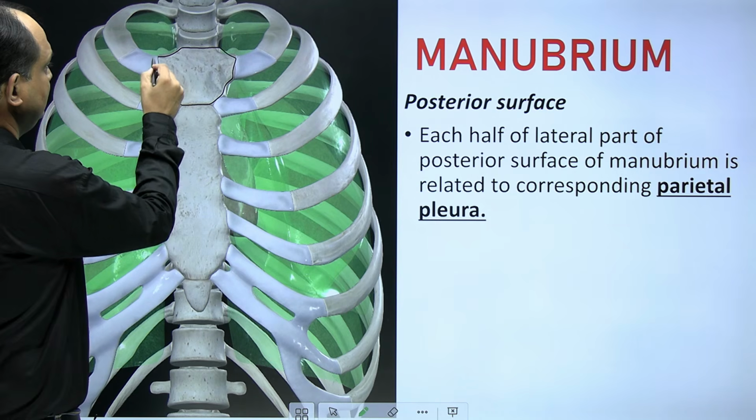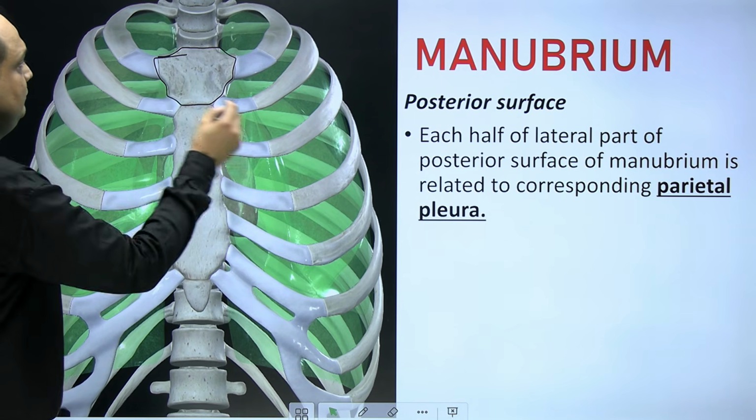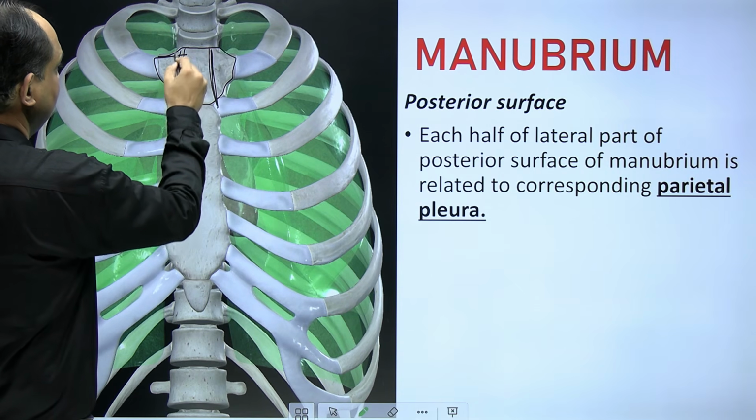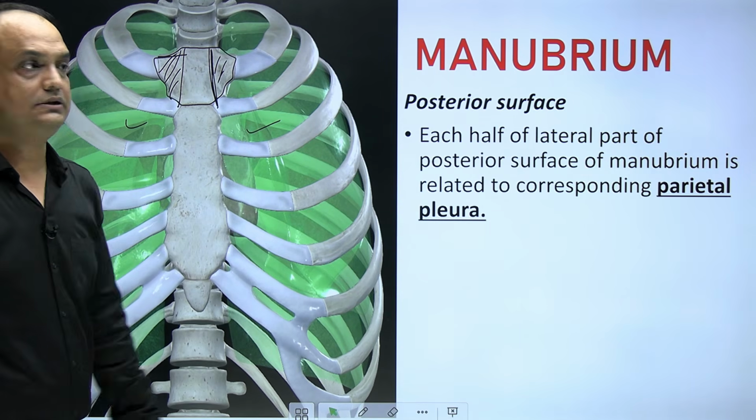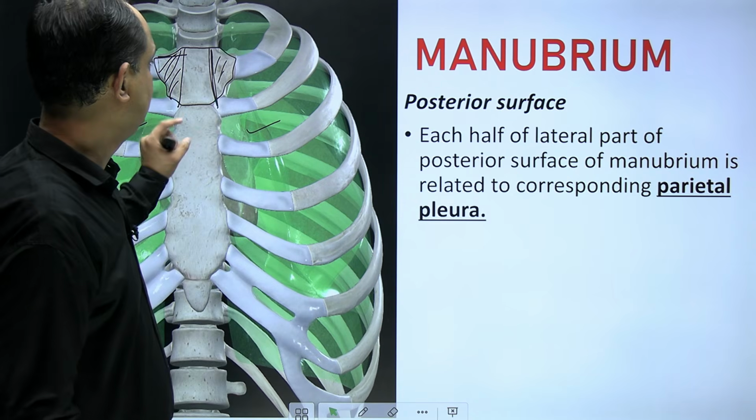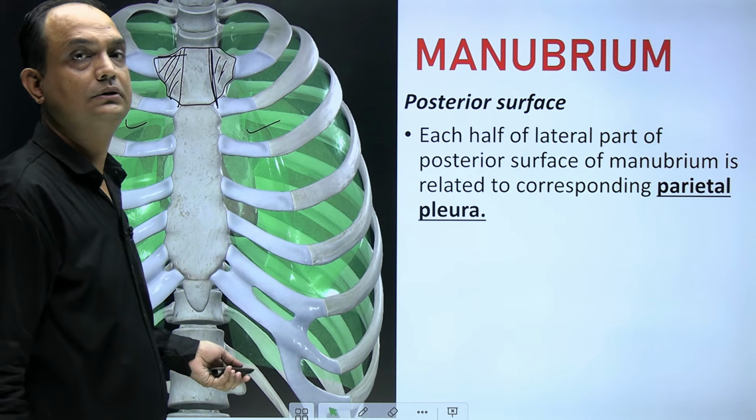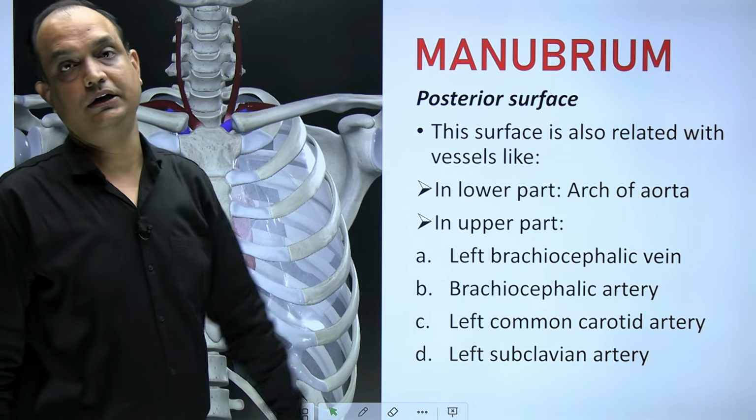Now, when you draw the relations on the posterior side of your manubrium, you have to consider that the corresponding half of the manubrium is posteriorly related to this area, which is known as the parietal pleura. In the coming part of this lecture, I will show you a small video clip for better understanding of the relations of the sternum with the pleura.